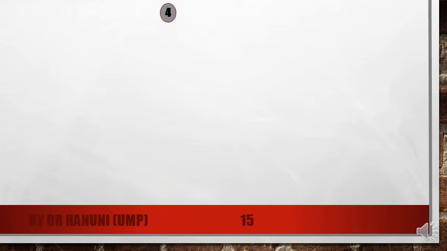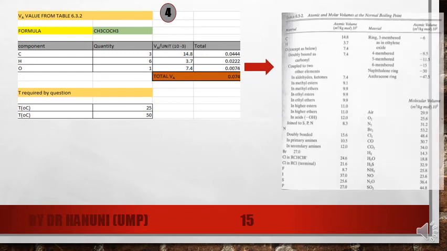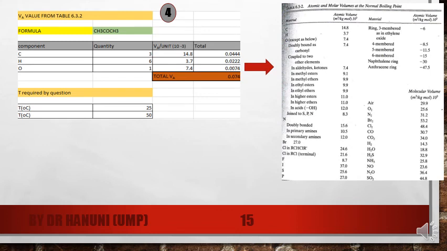Okay, the next step is we need to get the VA value, which is the atomic molar volume, and as we know we need Table 6.32 to get this value. The solution A in this case is acetone, and the formula is given here. So how can we determine the VA value? Based on the formula here, we know that acetone consists of carbon, hydrogen and oxygen, and it has 3 C, 6 H and 1 O, and the VA value for each type of atom is provided in this table. For example, the value for C is 14.8, H is 3.7 and O is 7.4.